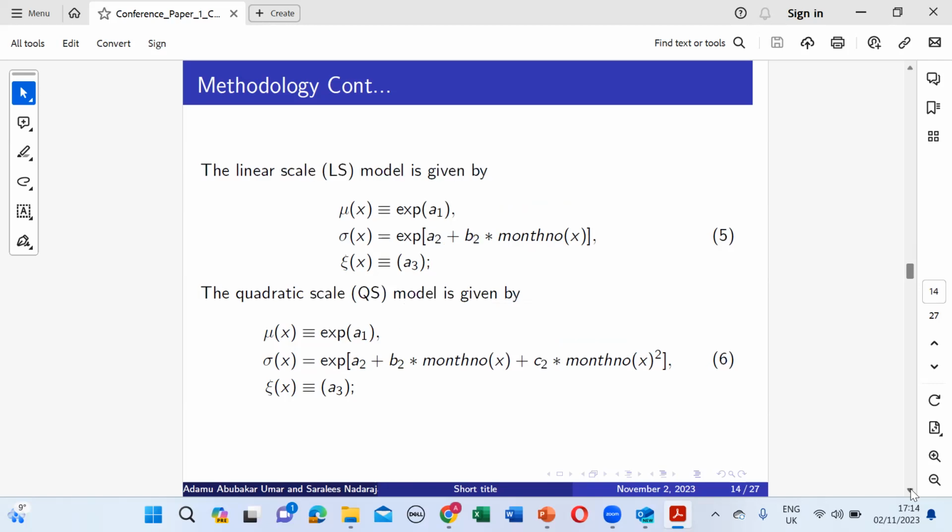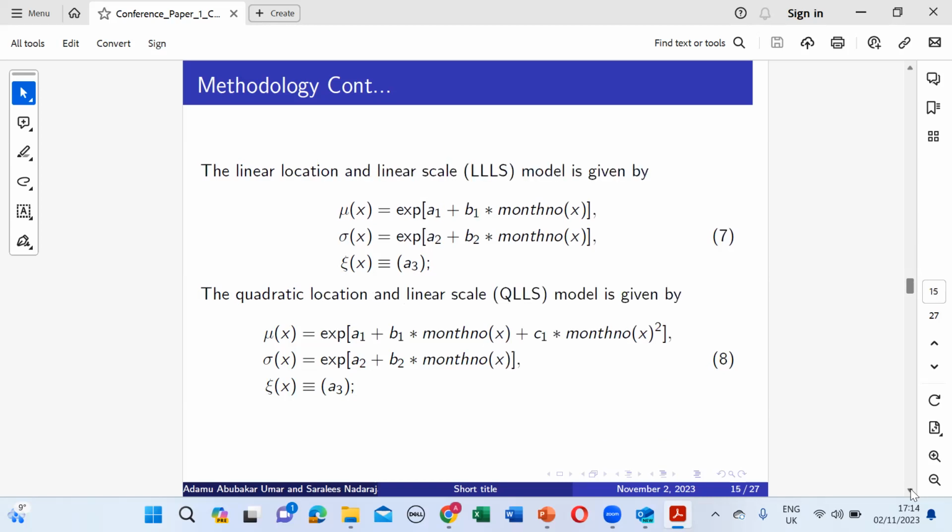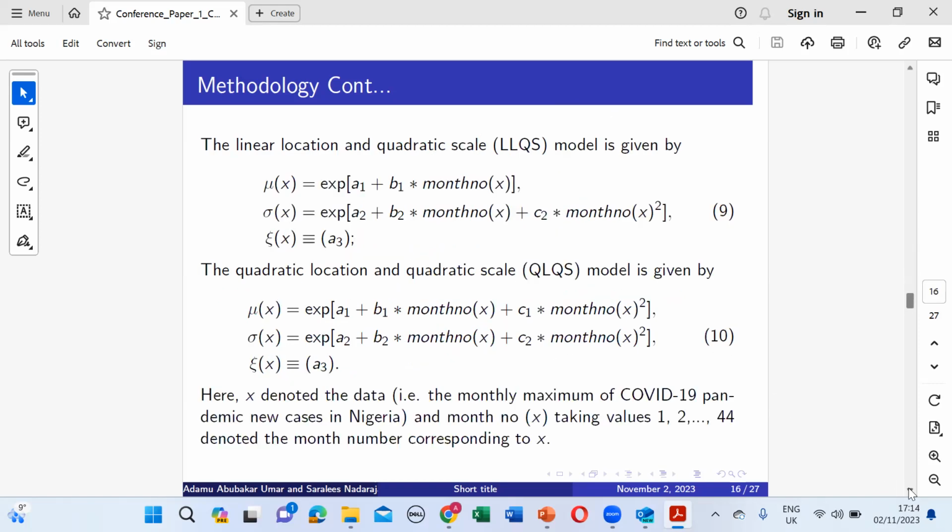Then we also have the linear scale parameter, given here in equation 5, and the quadratic scale parameter, equation 6. We also have the linear location and linear scale, as well as the quadratic location and linear scale. And finally, we have the linear location and quadratic scale, and the quadratic location and quadratic scale. All these are used to take into account the nature and the trend of the data.